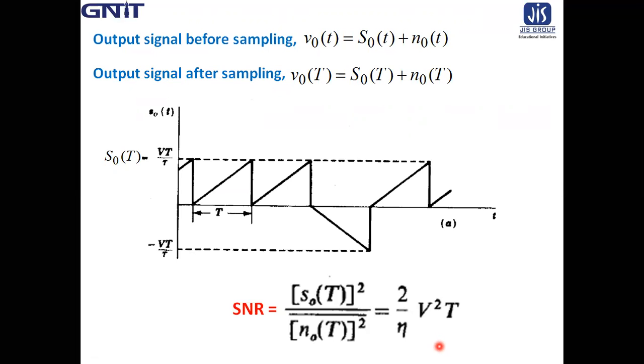Therefore, a bit represented by a narrow high amplitude signal and one by a wide low amplitude signal are equally effective, provided V square T is kept constant, which is nothing but your normalized energy.